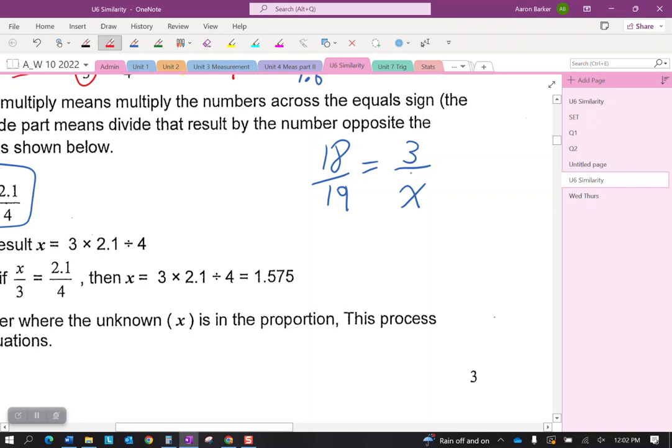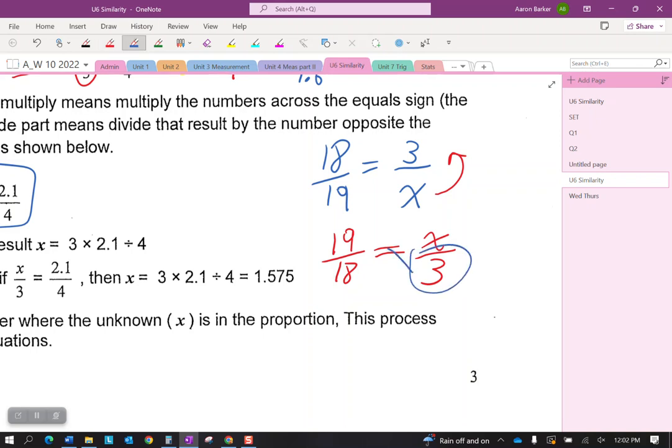So the first thing we have to do is get x on the top. So we have to flip the left side. If we're flipping the left fraction, so we get x over 3, what do we have to do to the right fraction to keep it equal? Flip it as well. So it becomes 19 over 18. Okay. Now we have a question similar to the other one up above. Instead of divide by 3, we bring it up and multiply by 3. So we get 19 times 3 divided by 18 equals x.